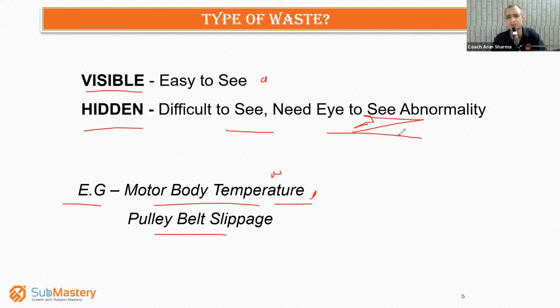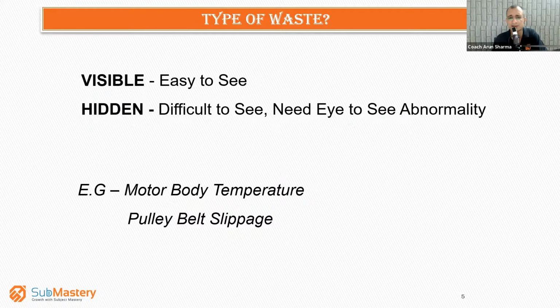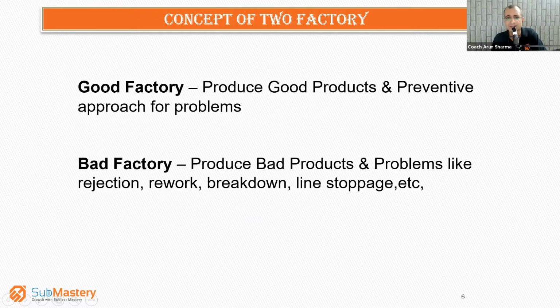So there are so many losses happening in the organization. The purpose of identification of waste is that you should be able to see the waste within your organization. And then there's a concept of two factories. What does it mean when we say good factory and bad factory? A good factory produces good products and takes a preventive approach to problems. A bad factory produces bad products, rejection, rework, breakdown, line stoppage, complaints, issues.